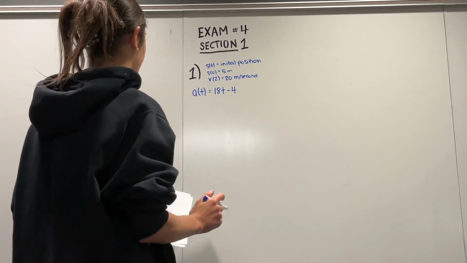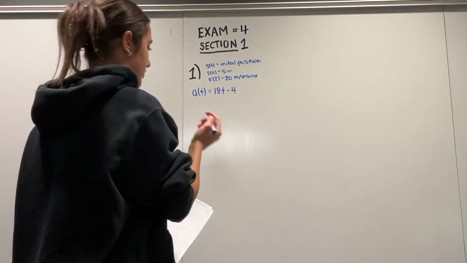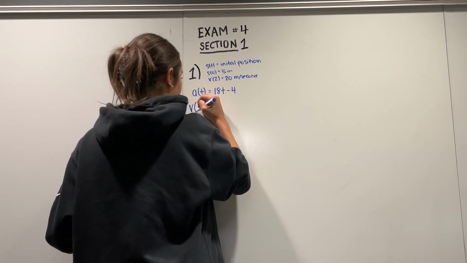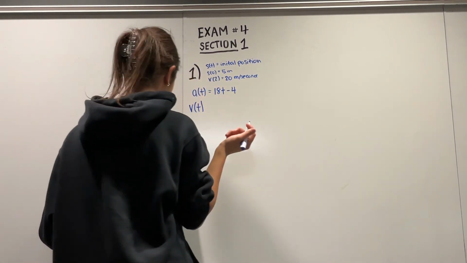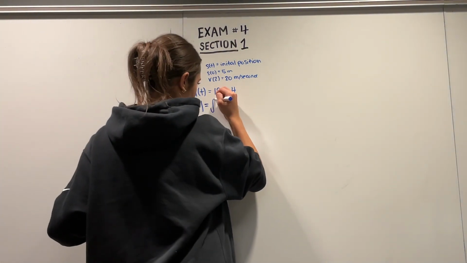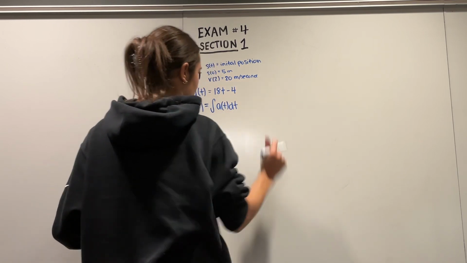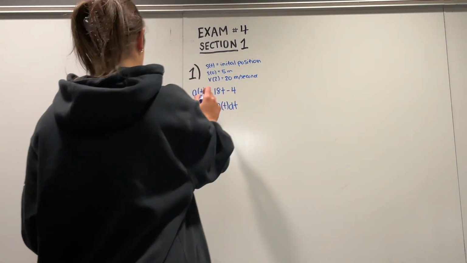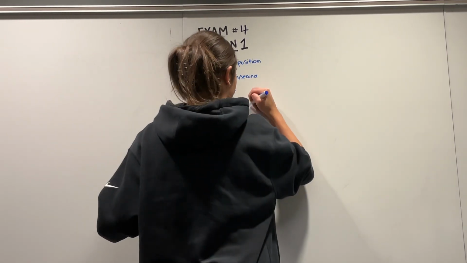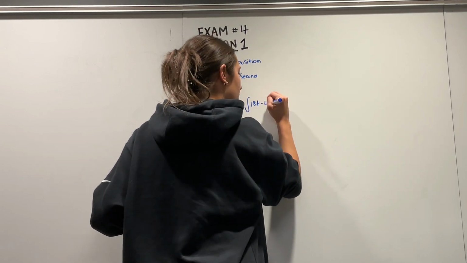And then from here, this is our equation. And we're actually going to start by trying to find v of t. So the antiderivative of acceleration is velocity. So we're going to do this: the antiderivative of a of t, dt. So we're going to find the antiderivative of 18t minus 4.